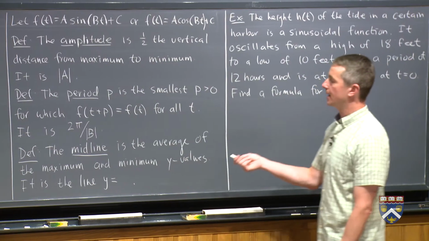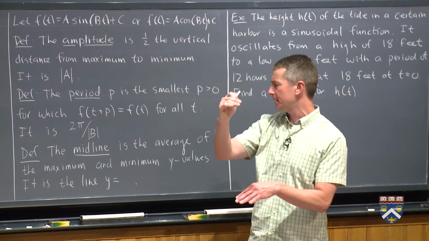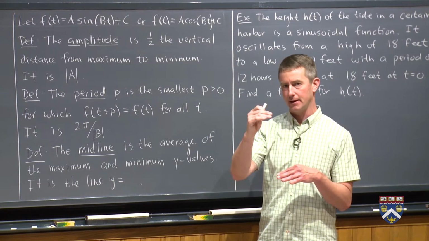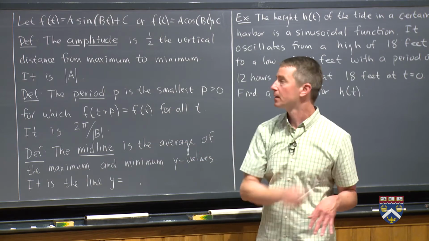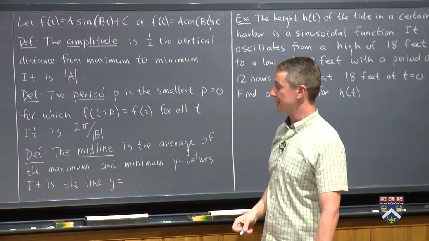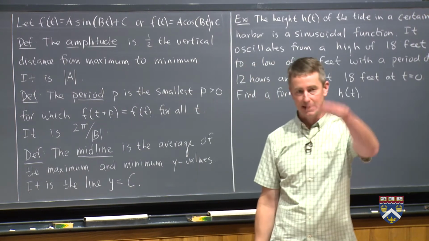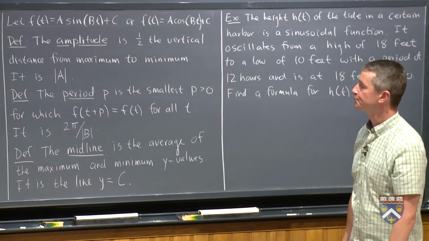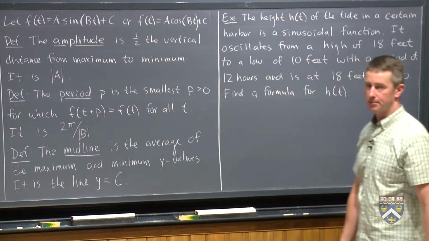And finally, the midline, which is the average of the maximum y value and the minimum y value. Normally the average of the maximum and the minimum for sine and cosine is just 0. The line y equals 0 goes right through the middle of them. And I hope you figured out from the applet that it is the c that affects this. So the midline is simply the line y equals c, because that c shifts the graph up or down by c units.